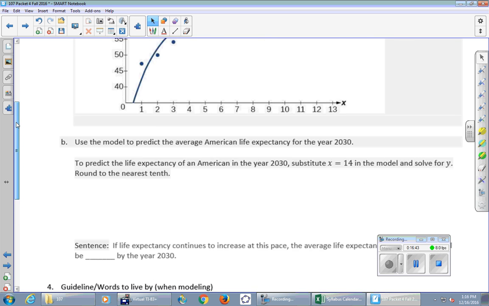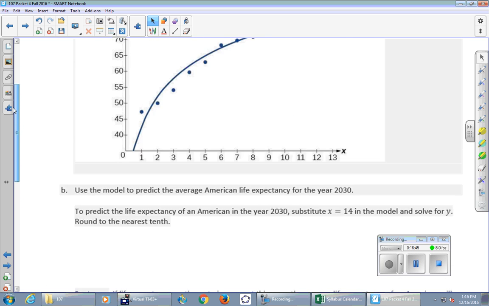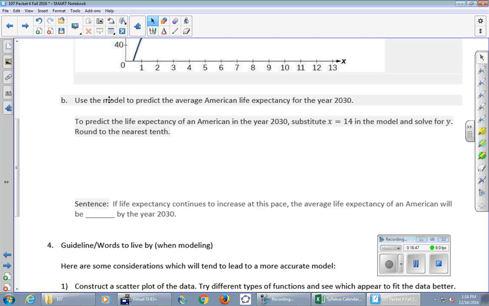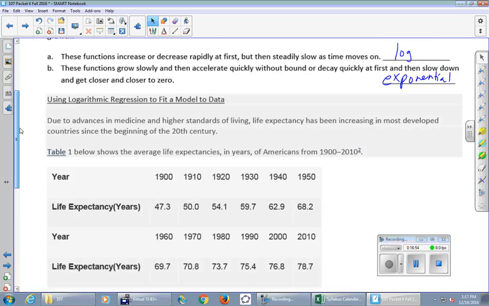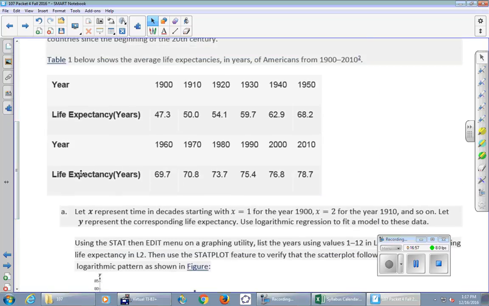And now we're going to use the equation in order to do some calculations. It says use the model to predict life expectancy for the year 2030. All right, so don't forget, what we did was call this one 1, this 2, this 3, and this 4. So if I'm looking for 2030, what x value is it? It's 14, right? So it's 14.